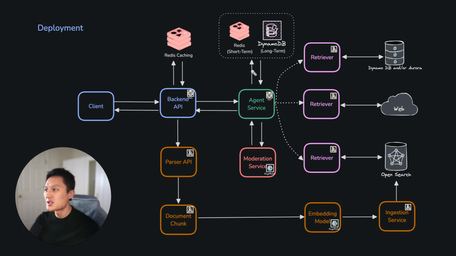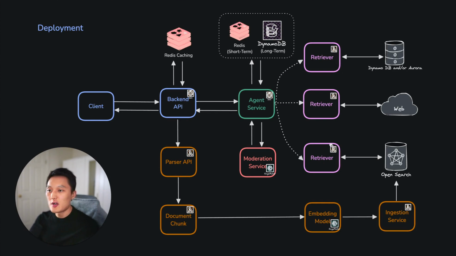For any kind of storages, we need to be able to store some user session history. So we're going to use two types of storage here. For any kind of short-term storage, we'll use Redis. But any kind of long-term storage, we can use a database like DynamoDB, which is a non-relational database.